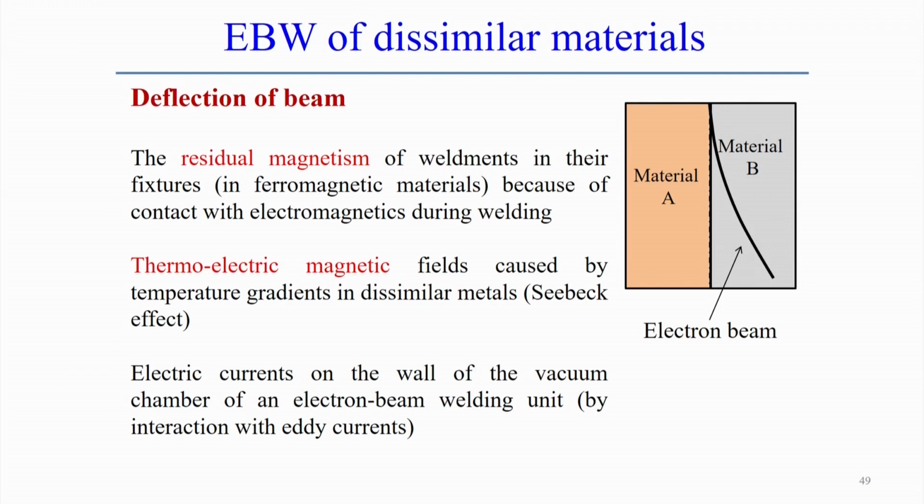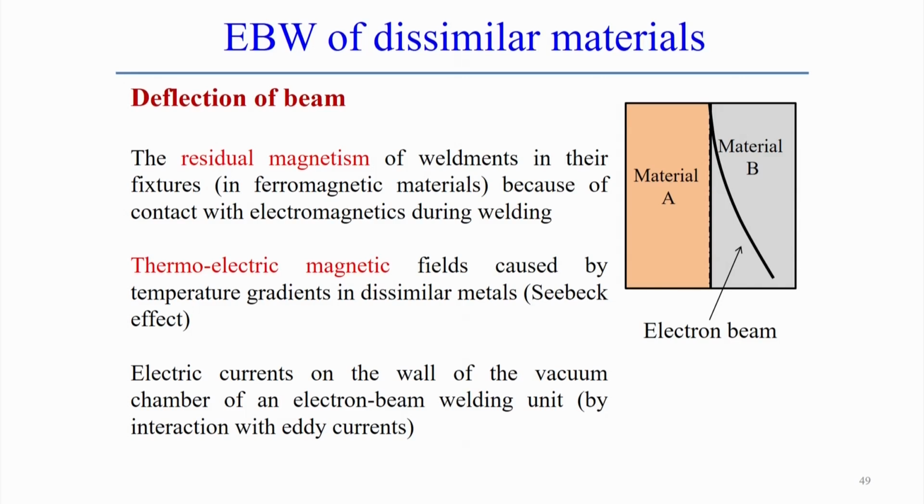But what is the physical reason for this kind of deflection? This is one of the typical problems of electron beam welding of dissimilar materials. The beam gets deflected, though it is not always necessary that a high amount of deflection will happen. For some combinations of materials, the deflection can also be very small. But anyway, since the material properties are different, we will definitely get at least some amount of deflection of the electron beam.